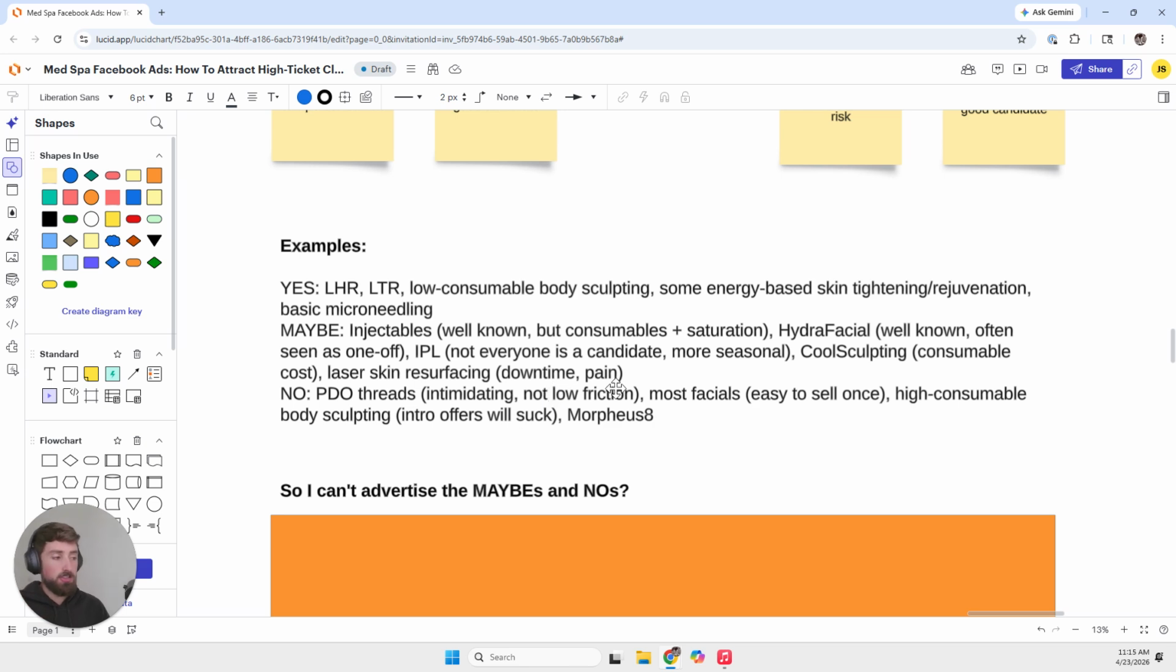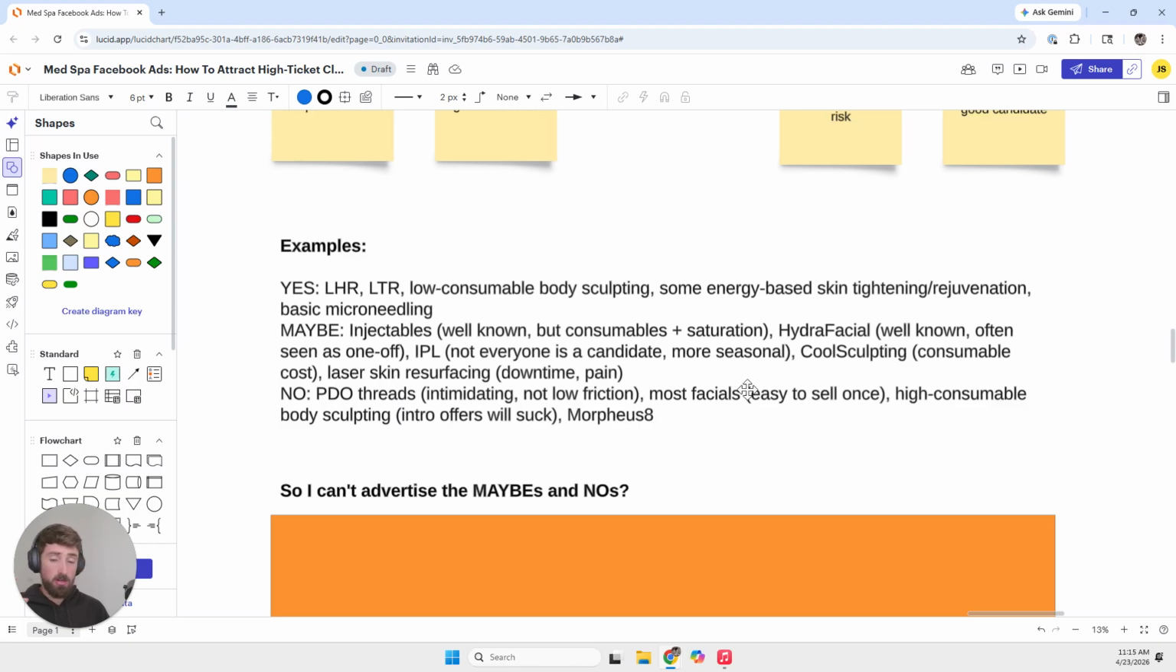And then also, it's just not low friction. Like I said here, it's not as low friction as some of the other things. You can't say no pain, no downtime with something like PDO threads. And then there is also a much higher product and consumable cost. So it's difficult to make an irresistible promotion.